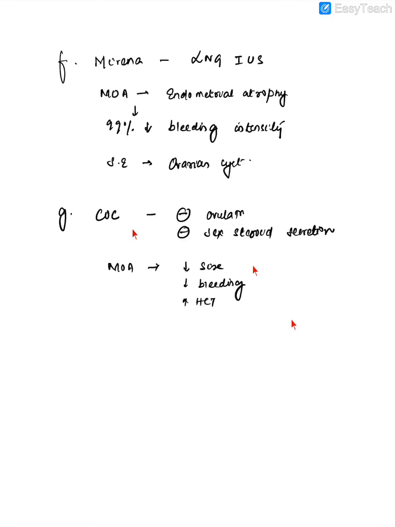Combined oral contraceptives are used as treatments of fibroid also. They act by inhibiting ovulation and inhibiting sex steroid secretion. So if sex steroid secretion reduces, estrogen production, progesterone production reduces, then there will be reduction in the size of the fibroid. Size reduction leads to decrease in bleeding and increase in hematocrit.